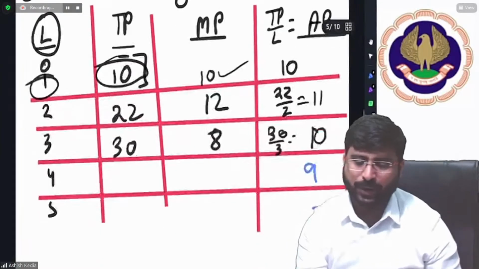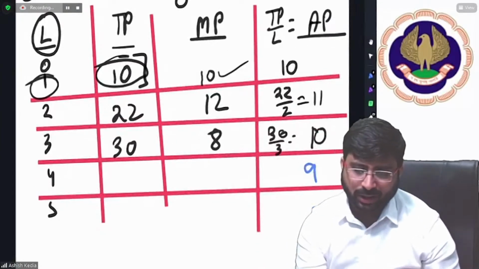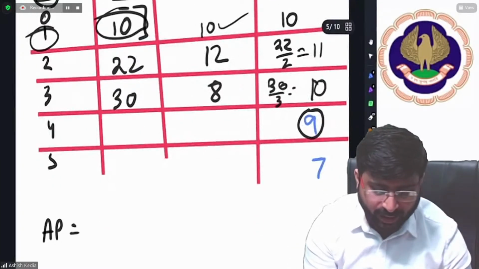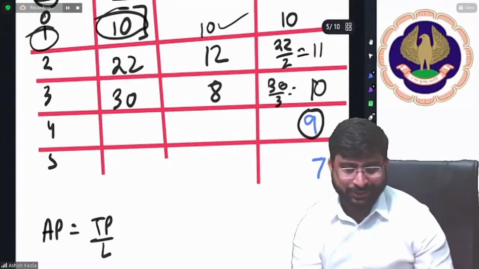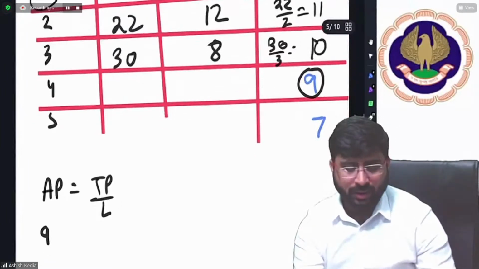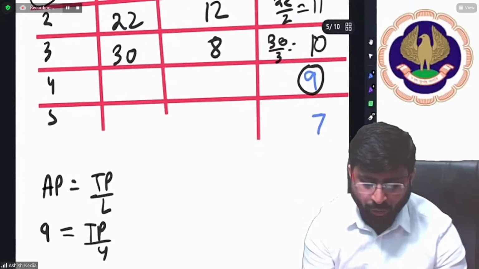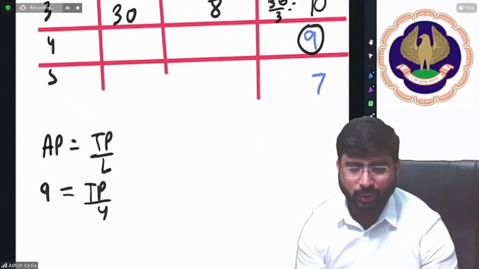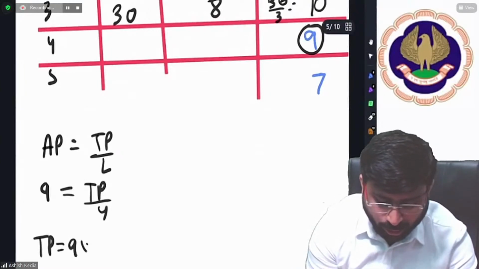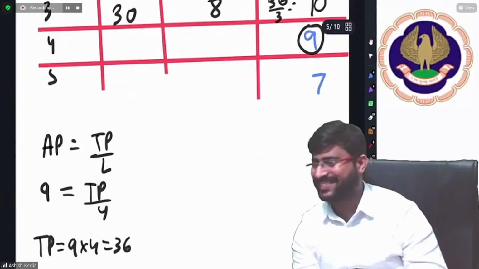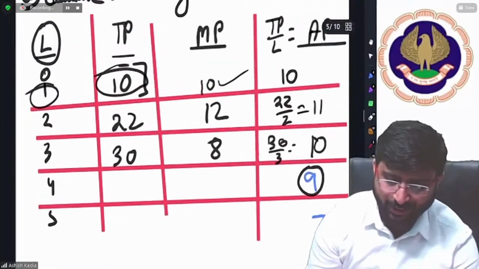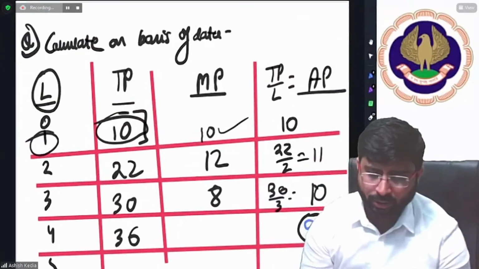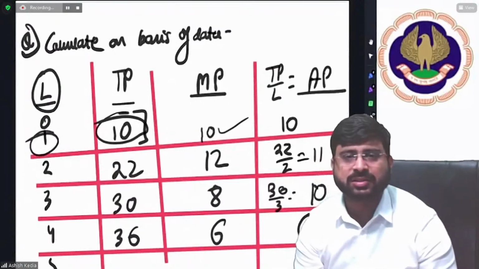Now pay attention, friends. What I'm telling you is a simple thing. At the fourth unit, AP is 9. AP is total product divided by labor. TP you don't know, but labor you know at the fourth unit. So what would total product be equal to? 9 4s are 36. That's right. So we put 36 here. Now from 30 to 36, it has increased by 6.